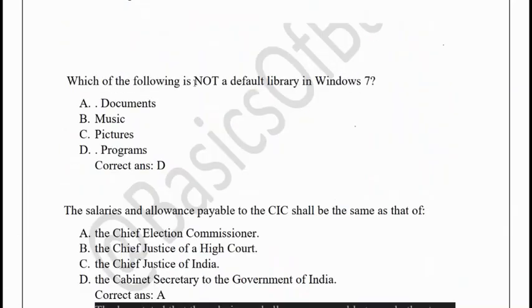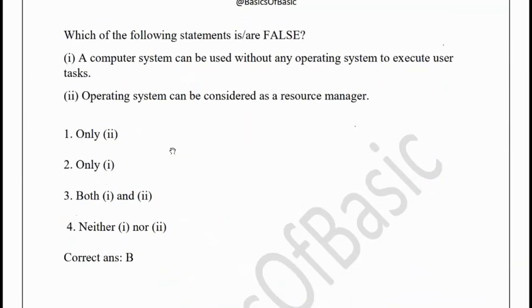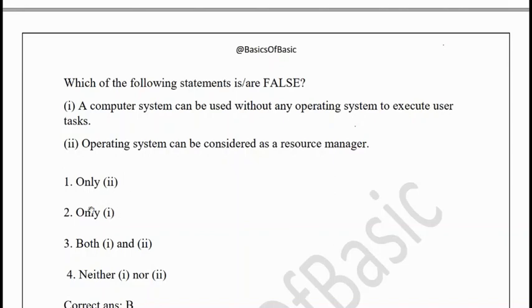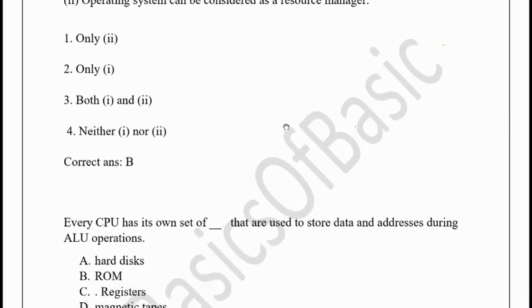Which of the following is not a default library in Windows 7? Docs, music, picture, programs. So documents, music, picture are default. But for programs, you need to create a new one. Default means it is already present. These three are already present, but not the programs. Okay. Which of the following is false? A computer system can be used without any operating system to execute user tasks. Operating system can be considered as a resource manager. So the answer here is only the first one, because an operating system can indeed be considered as a resource manager.